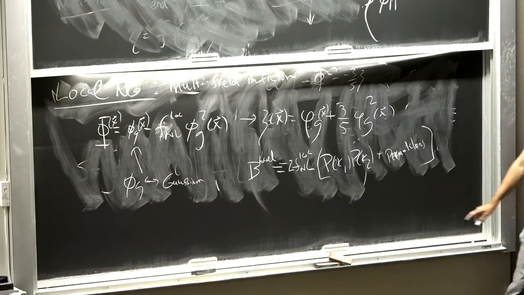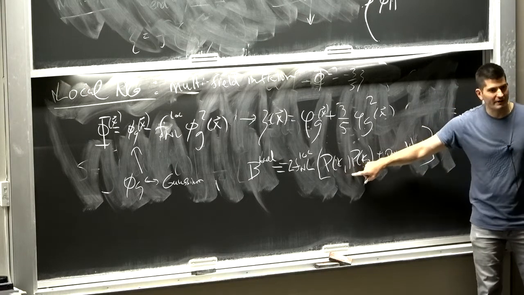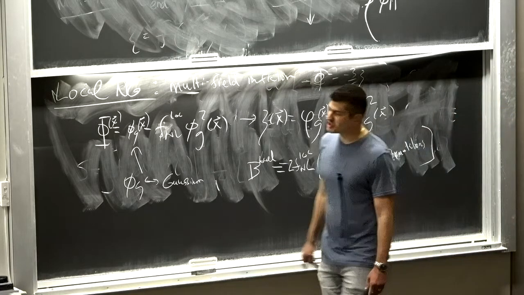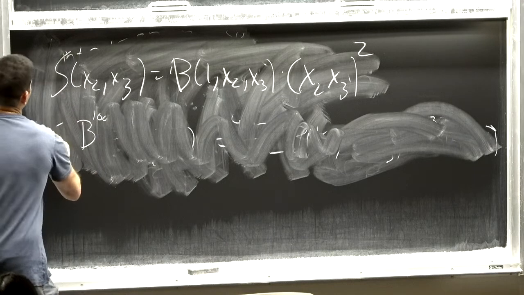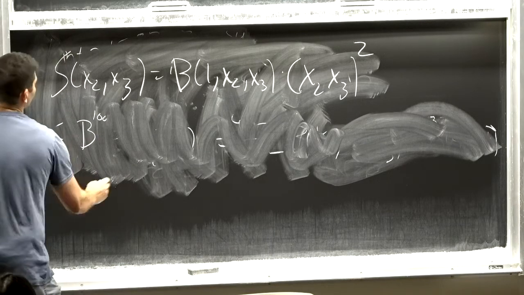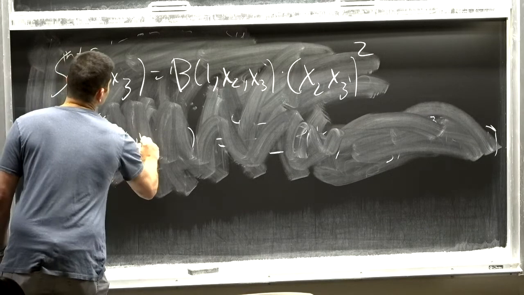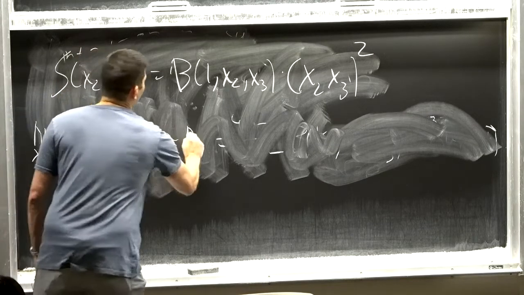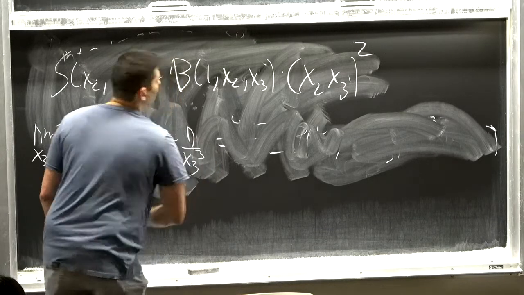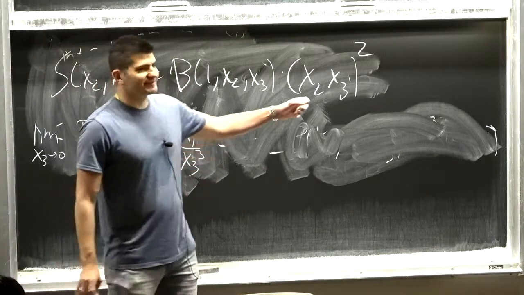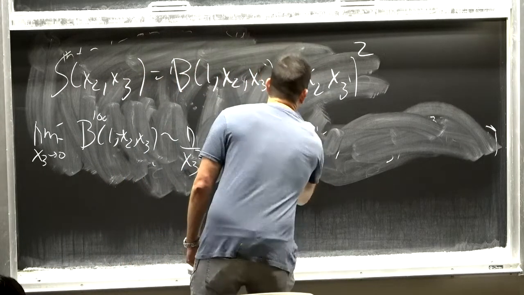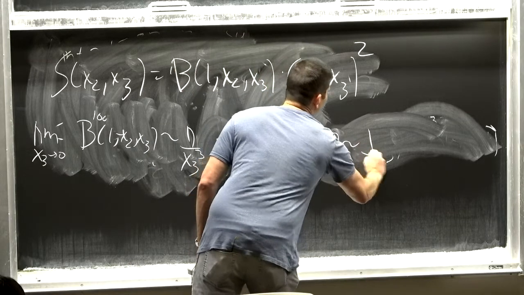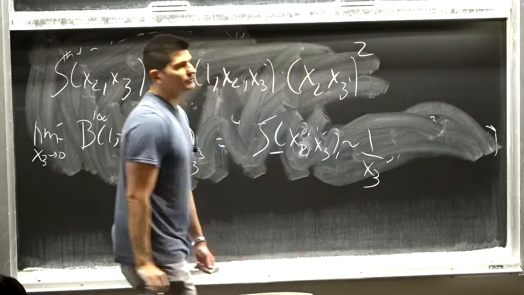Okay, so because these things have terms that go like 1 over k cubed, then if we go to the shape, we can say, look, for B local, let's just focus on the limit x3 goes to 0. There's a term that goes like 1 over x3 cubed. And so the 1 over x3 cubed is not killed by the x3 squared upstairs. And so the shape function diverges as you take x3 to 0.